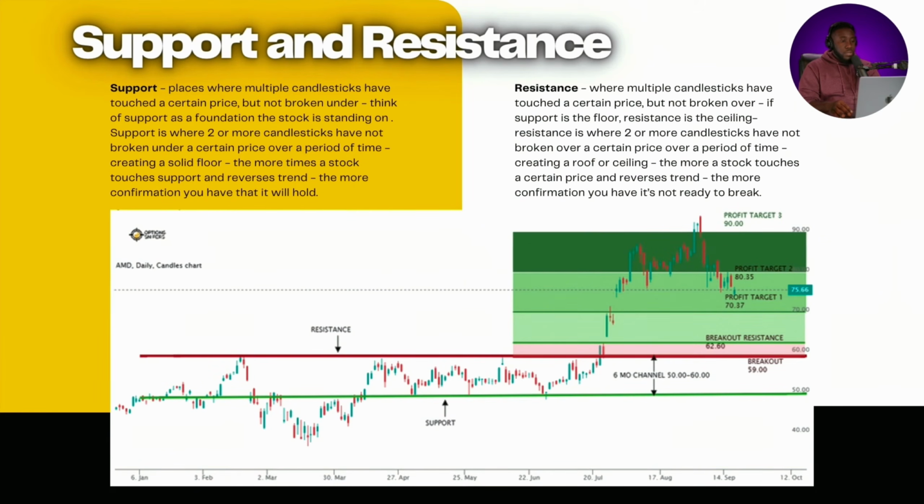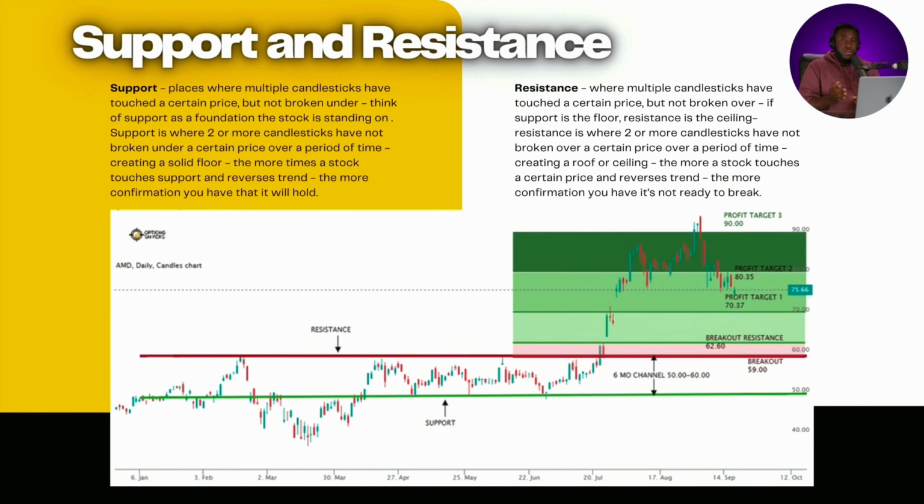Then we have support and resistance. Support would be places where multiple candlesticks have touched a certain price but not broken under. Think of support as you're essentially supporting something so it doesn't go further down. If you have a support system, that means these are people that do not allow you to get too low. So they keep you up. That's what support is in the stock market.